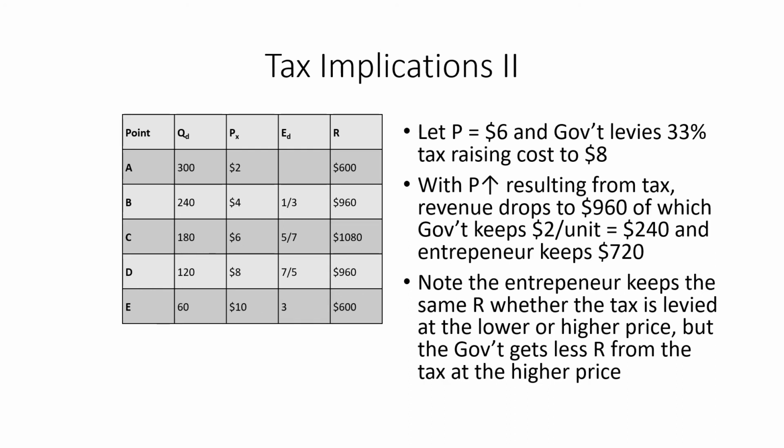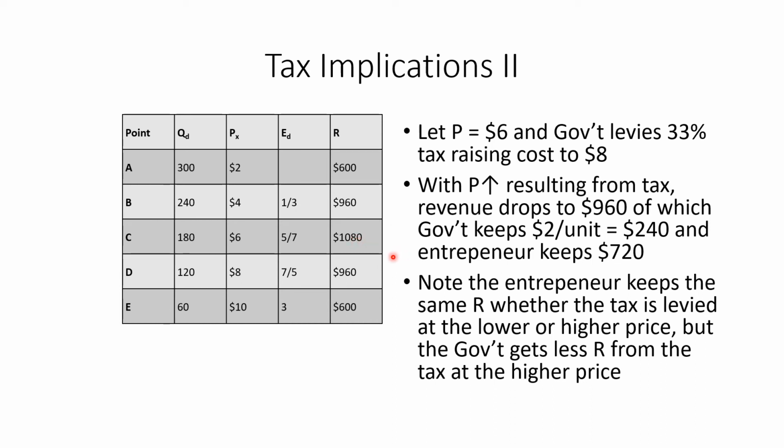Now, if we look at the second part of this tax implications, let's say now that we start with the price at $6 and the government imposes the 33% tax. That'll bring the price to $8. Well, now you're working with an elastic part of the line, which means that revenue is going to drop. The government is going to get $240 out of it. They're going to get $2 per sandwich for 120 sandwiches. So they make less than they would if they raised the tax at an inelastic part of the line.